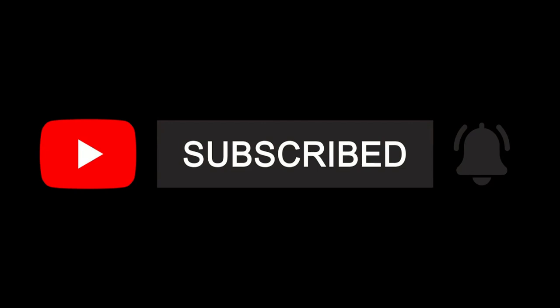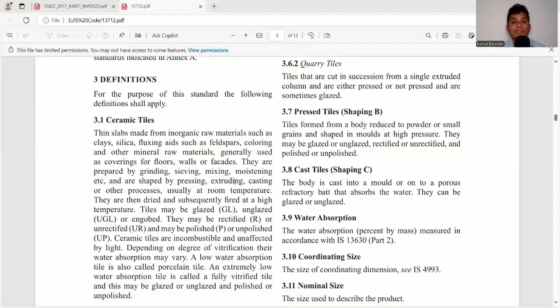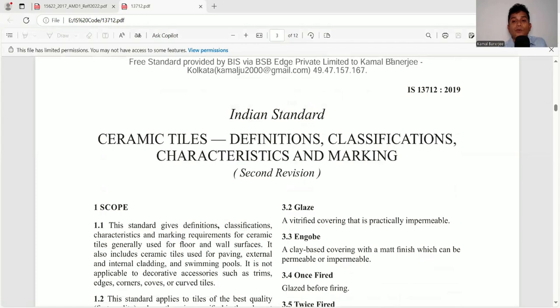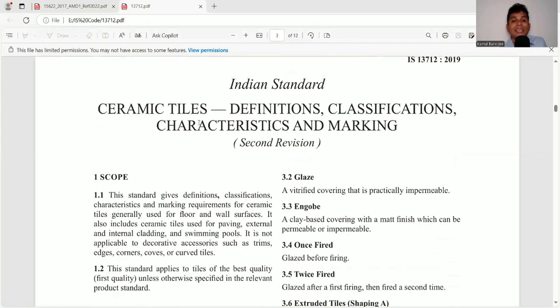So without wasting time, let's jump into the subject. Today's topic is vitrified tiles. For that, first we need to go to the code, Indian Standard 13712:2019. What is it saying? That code specifies ceramic tiles: definition, classification, characteristics, and marking.